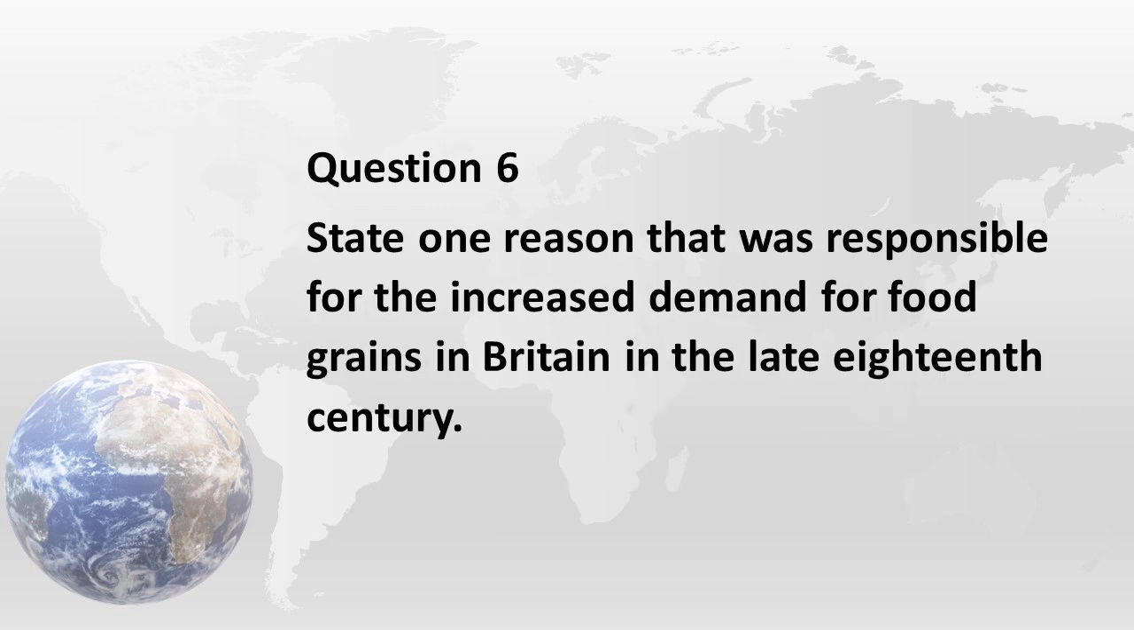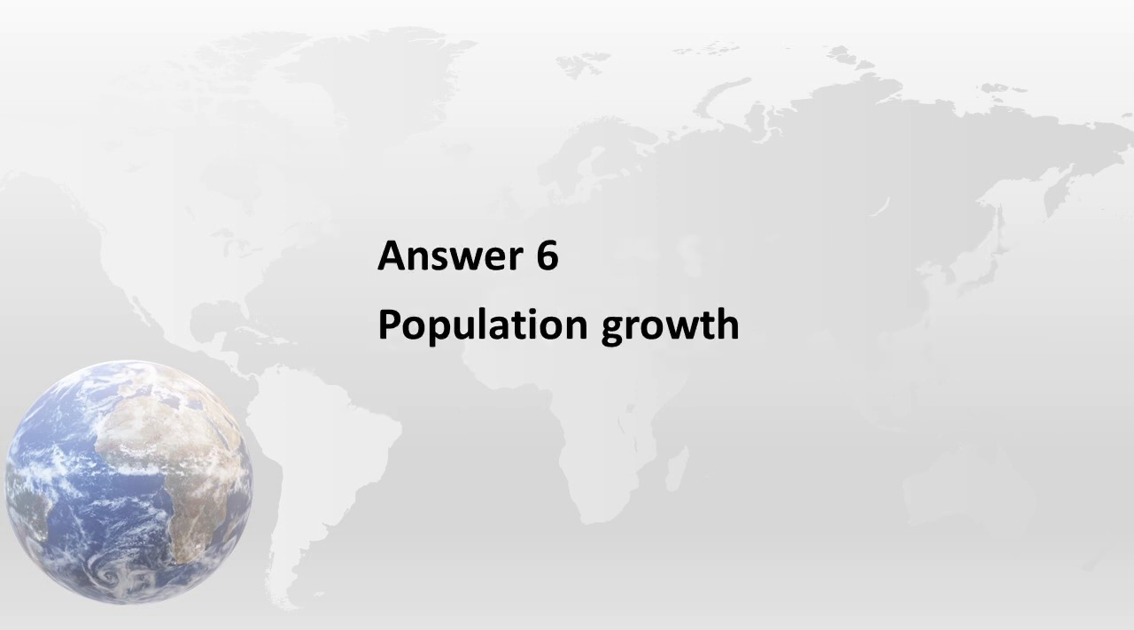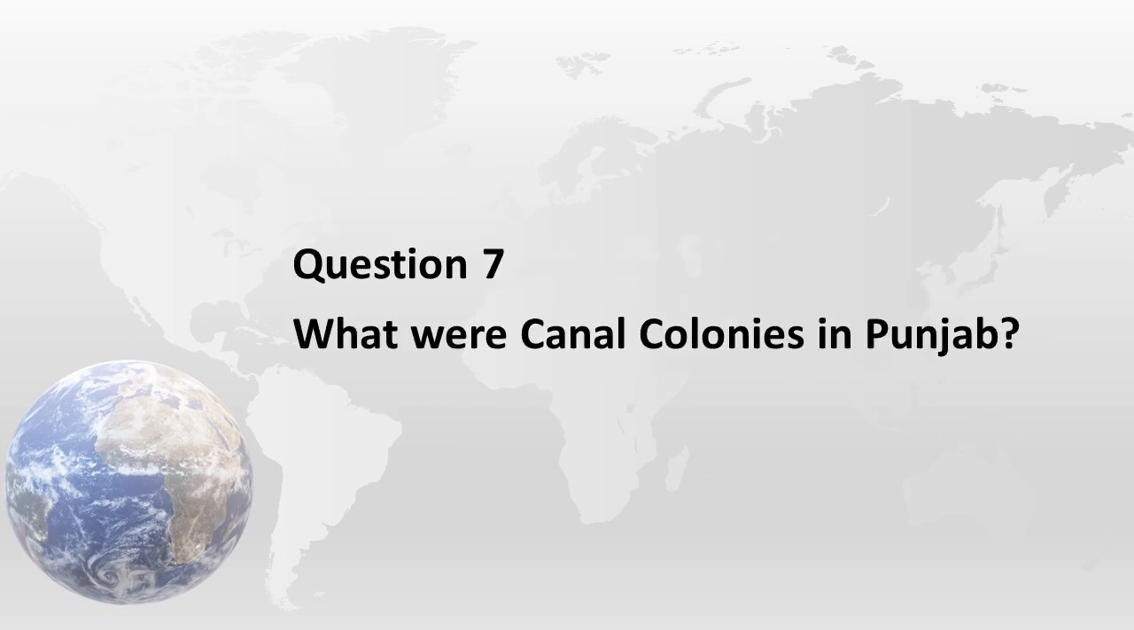Question number 6 says, state one reason that was responsible for the increased demand for food grains in Britain in the late 18th century. Answer to question number 6 is population growth. Question number 7 says, what were canal colonies in Punjab?